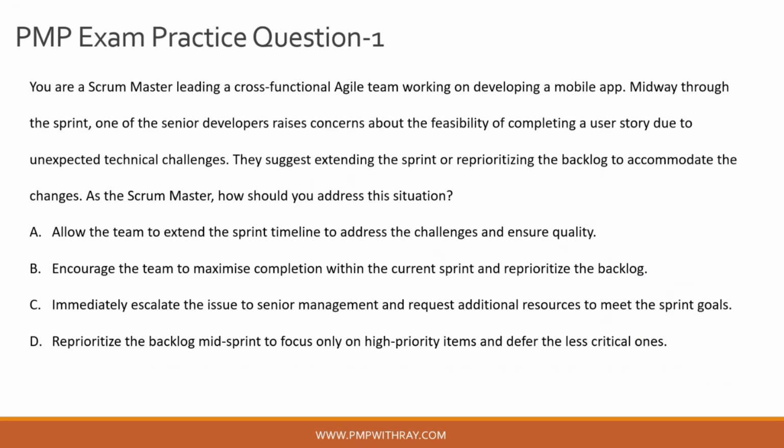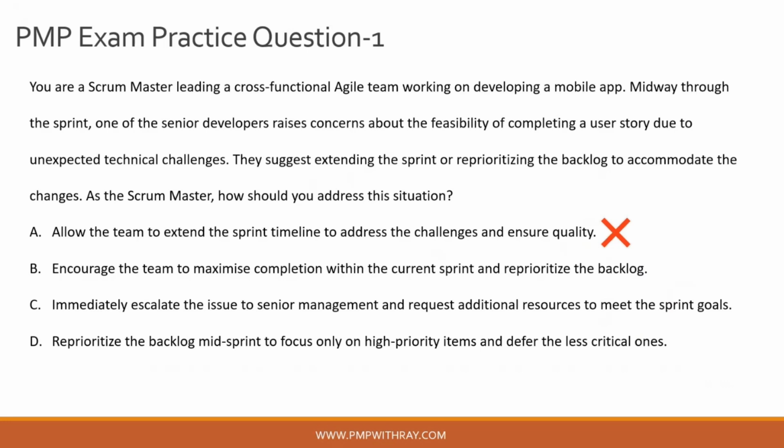So according to the Agile Practice Guide, one of the key tenets of Agile is to maintain a fixed sprint duration to create predictability and consistency. Altering the sprint length can disrupt team rhythm, or sometimes this is called cadence, as part of Agile terminology. It also sets a precedent for similar disruptions in future sprints. Option A can safely be eliminated because it undermines the sprint structure, which is the cornerstone of effective agile project management.